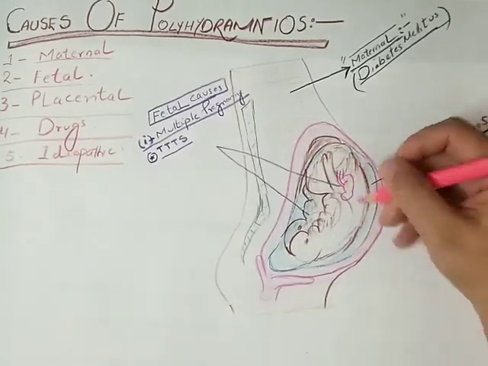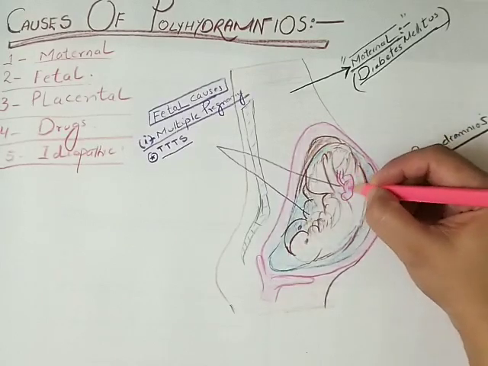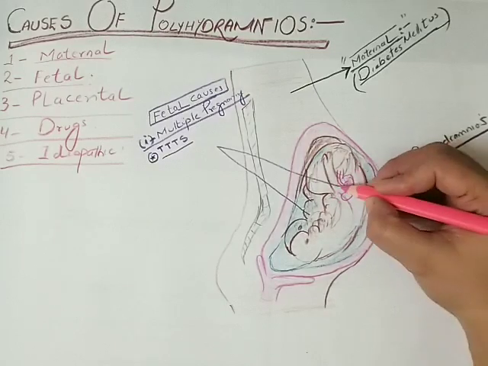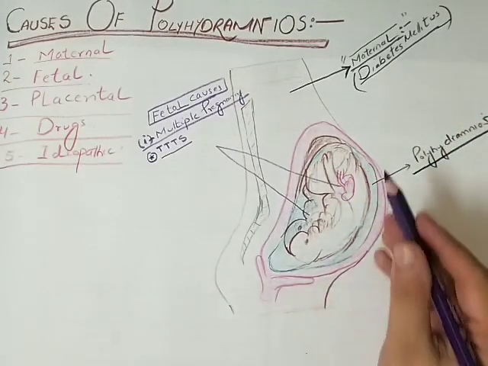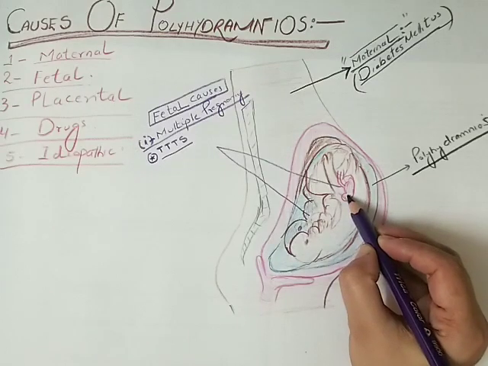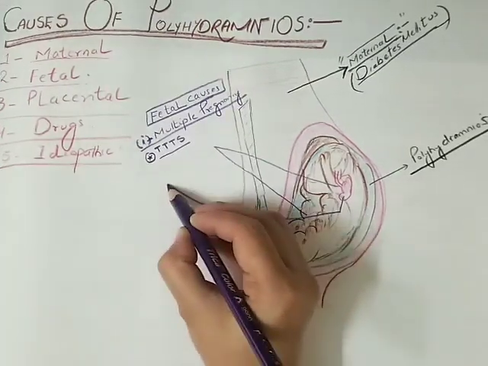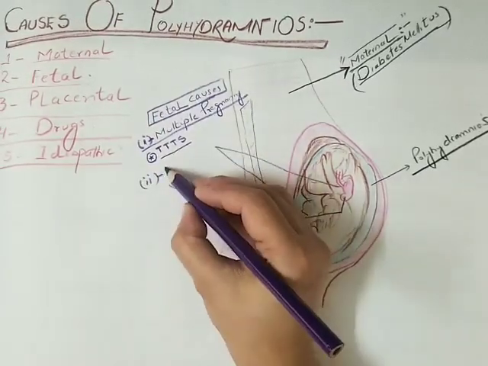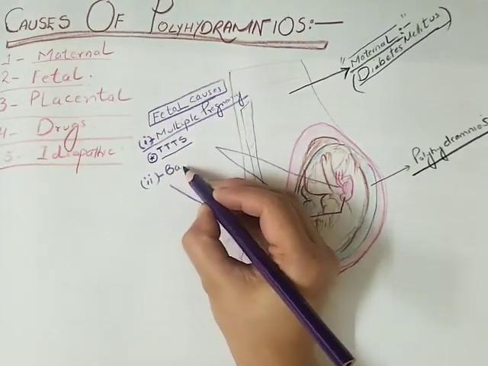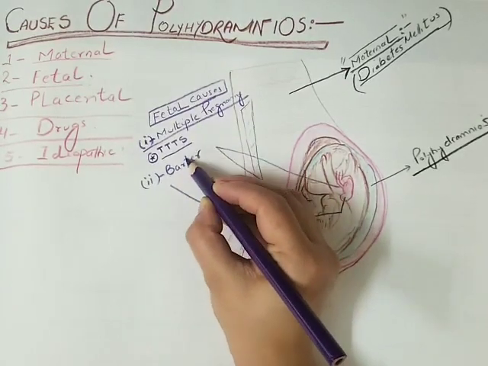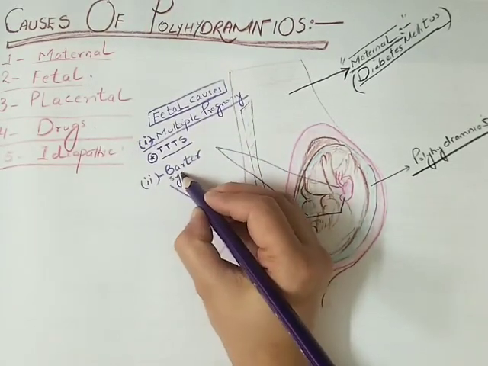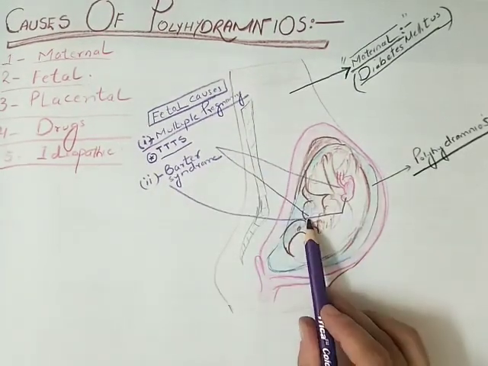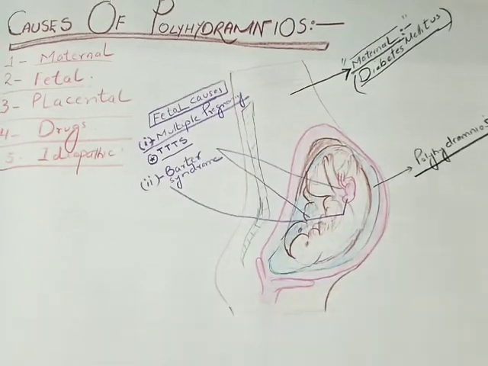Now, another important cause among the fetal abnormalities is certain urinary tract abnormalities. The condition which is called Bartter syndrome. Like this, I have drawn the kidney of the baby, and there are certain problems in it. So that is one of the causes. Bartter syndrome is another important cause of polyhydramnios. If the fetus has Bartter syndrome, which usually manifests later, then that is a very important cause of polyhydramnios. So twin to twin transfusion syndrome, secondly Bartter syndrome.